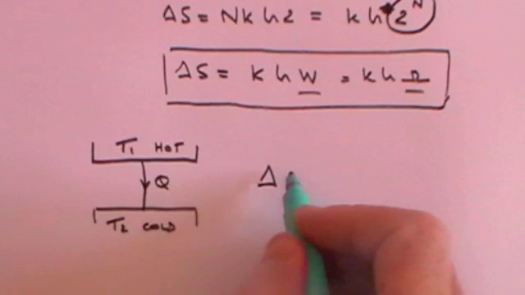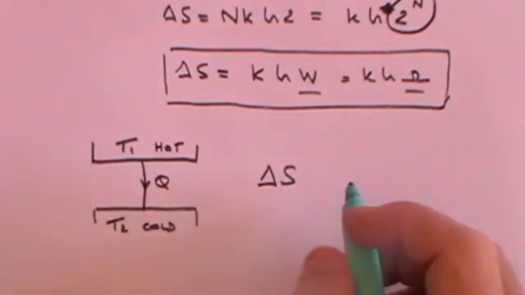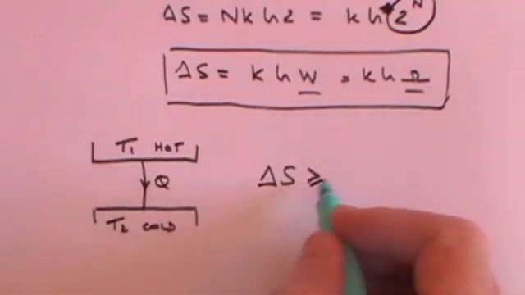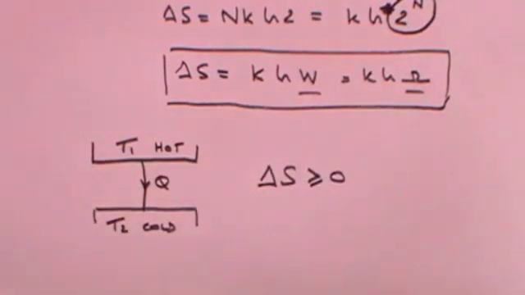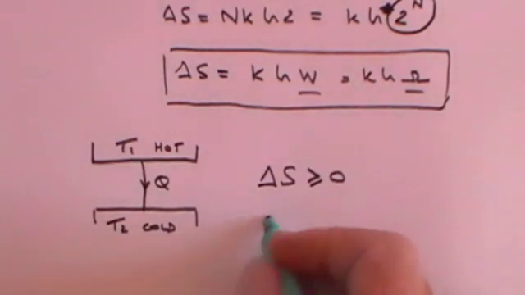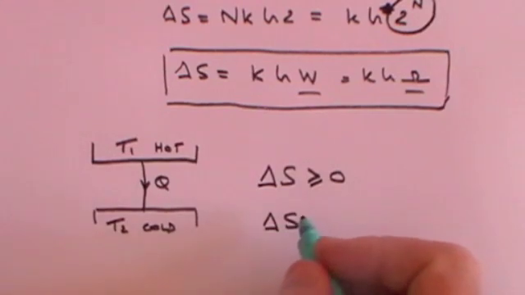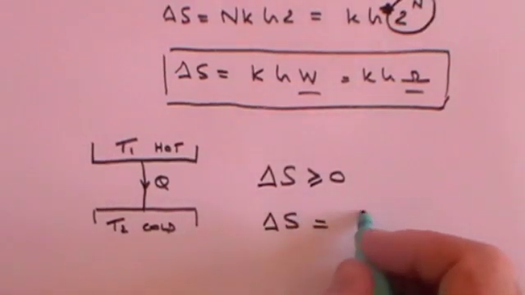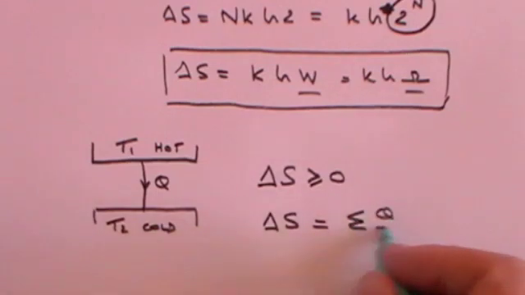The total change in entropy, we've shown, must always increase. It could stay the same, but most of the time it increases because you never have perfection in terms of efficiency. And that means that the total change in entropy is going to be equal to the sum of all the changes of Q over T.